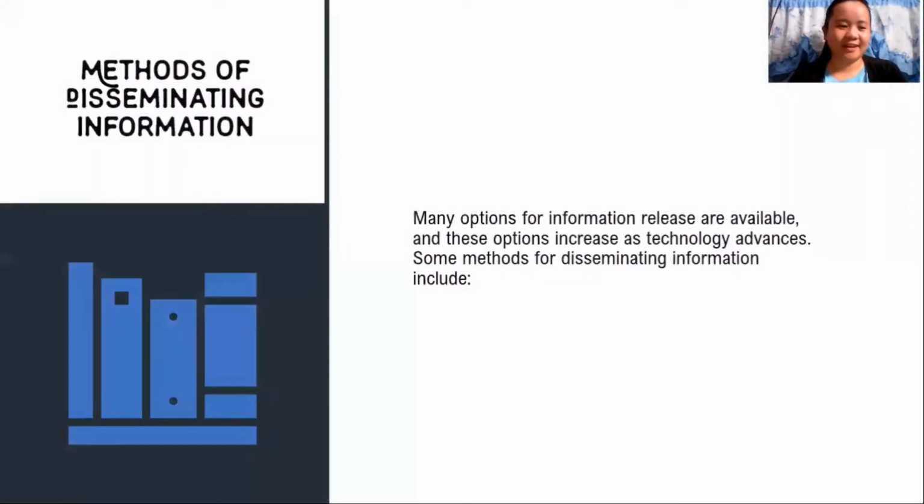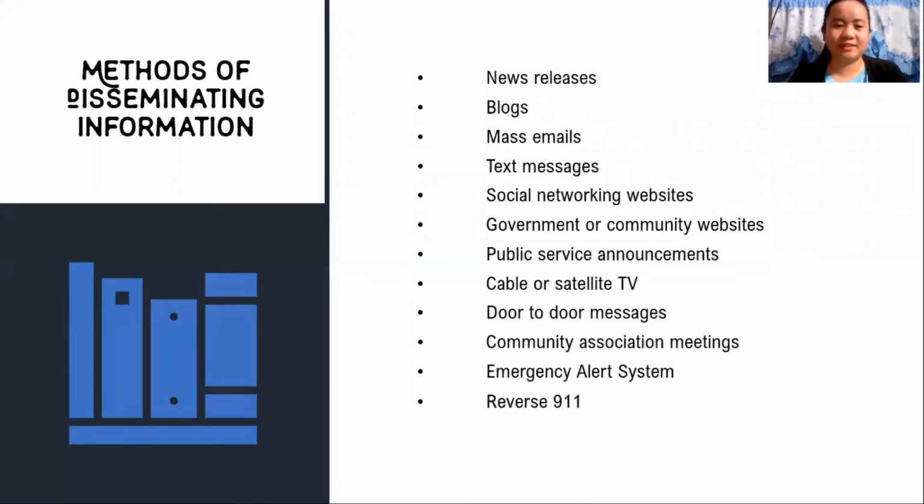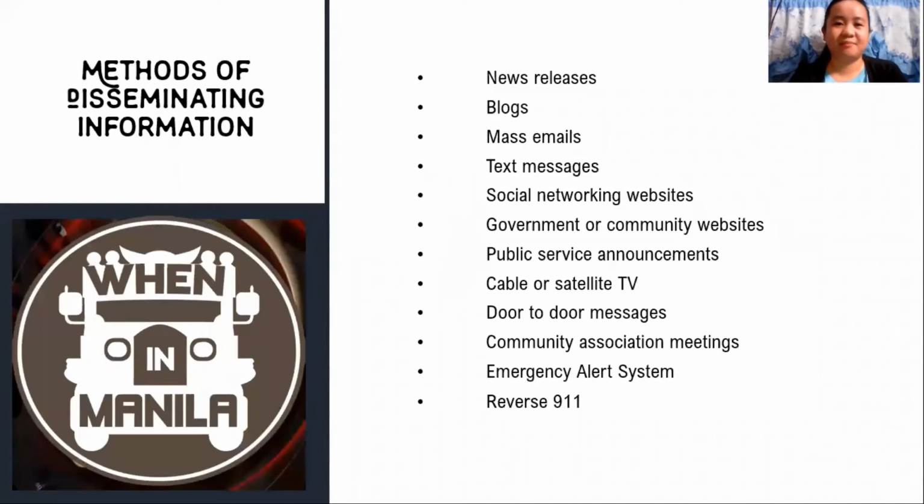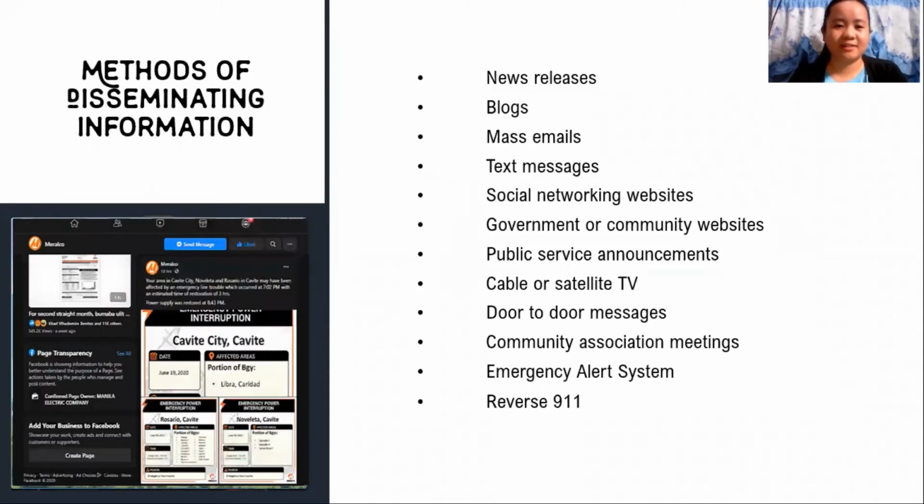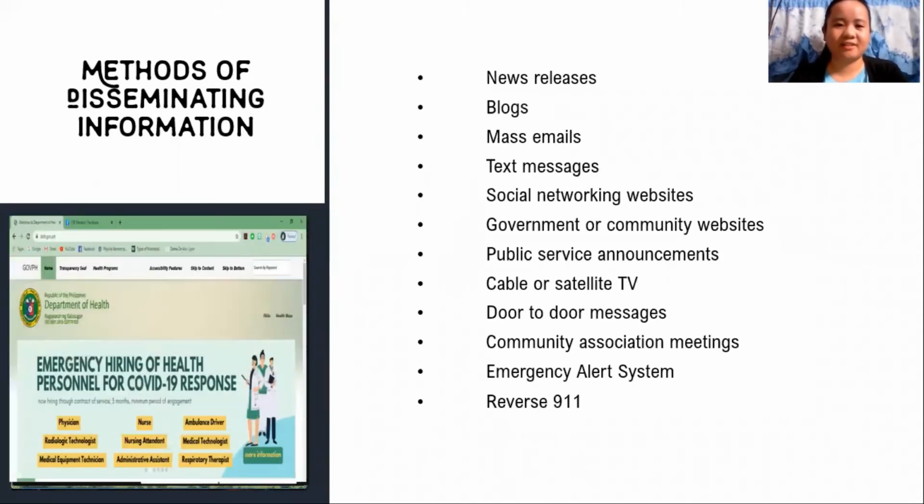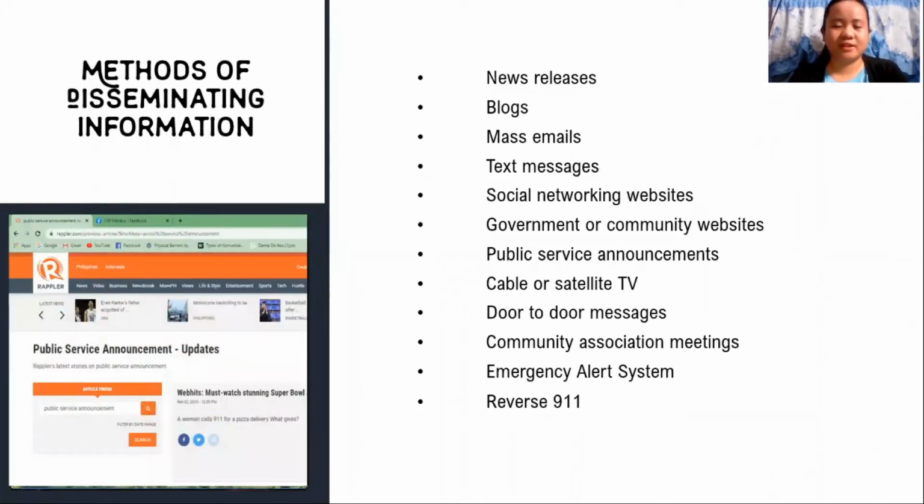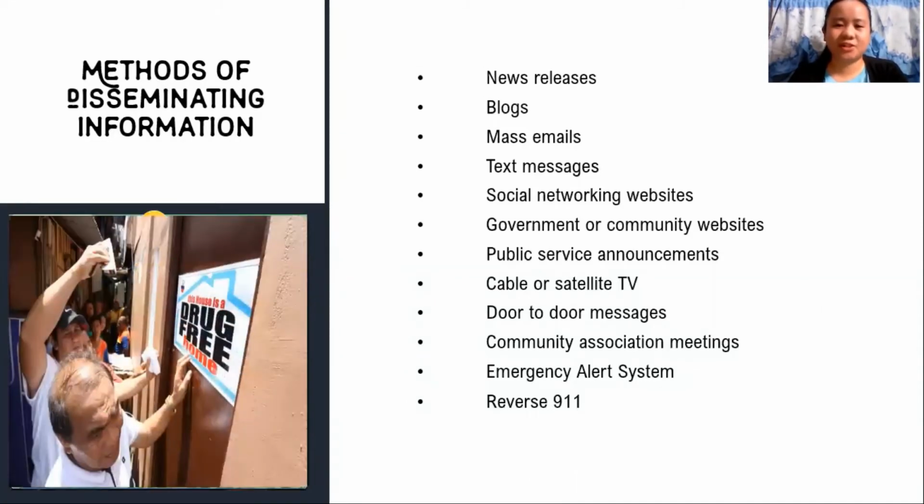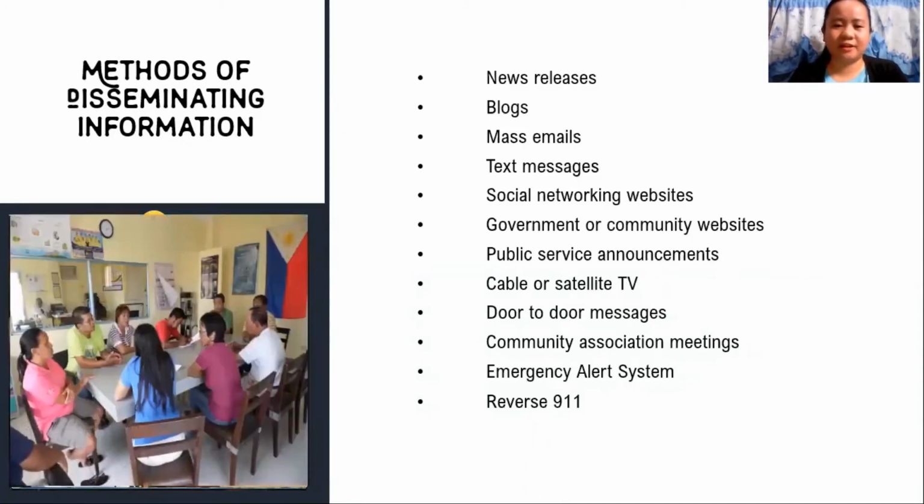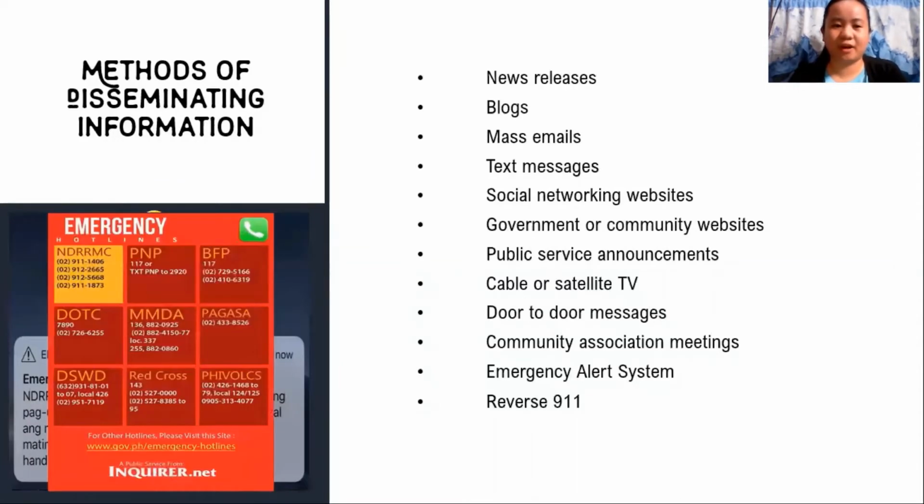Alright, now let us continue to the methods of dissemination. There are many ways or options of releasing information. Some methods include, but are not limited to, news releases, blogs, mass emails, text messages, social networking websites, government or community websites, public service announcements, cable or satellite TV, door-to-door messages, community association meetings, emergency alert systems, and reverse 911 or emergency hotlines.